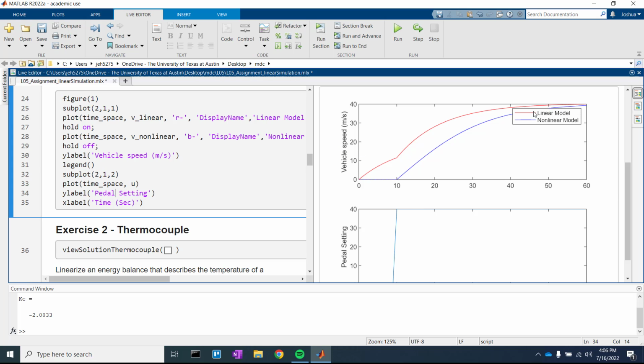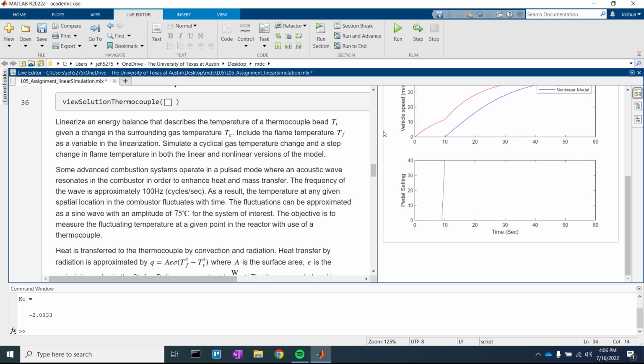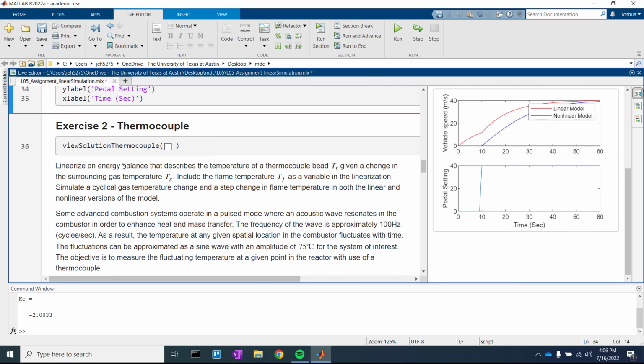You can see that we're going to start being similar to the behavior of the nonlinear model. If we were at 40 pedal setting, we were at 40 meters per second, and we were to go down to 30, you'd see much more similar effects because we're much closer to where we linearized from. So our linearized model is going to be more accurate. Let's now discuss the thermocouple really quick. We did enough time on the theory. Hopefully this is making sense.